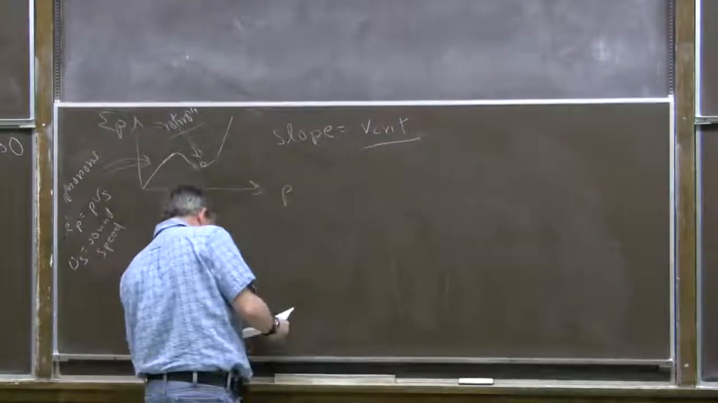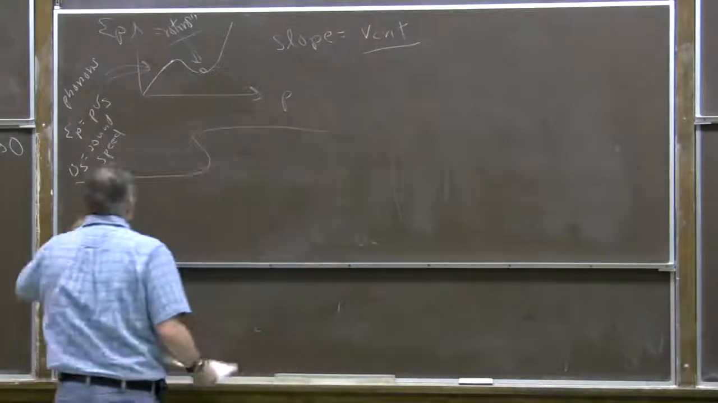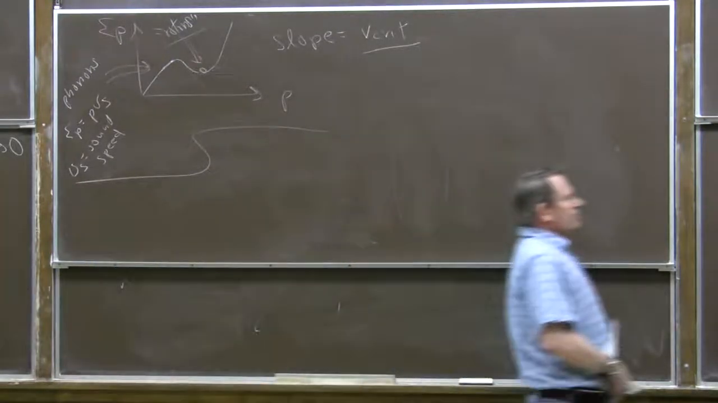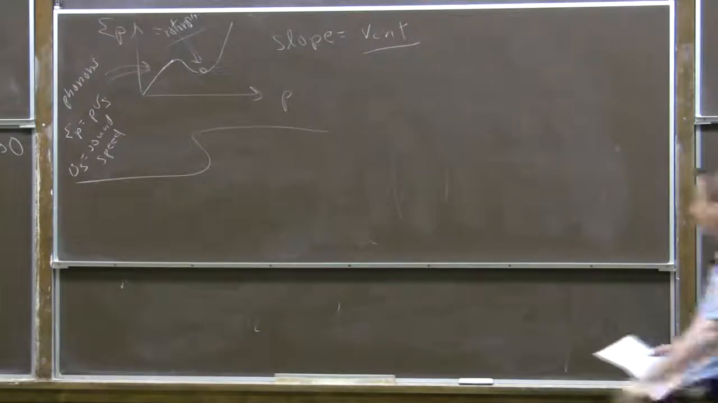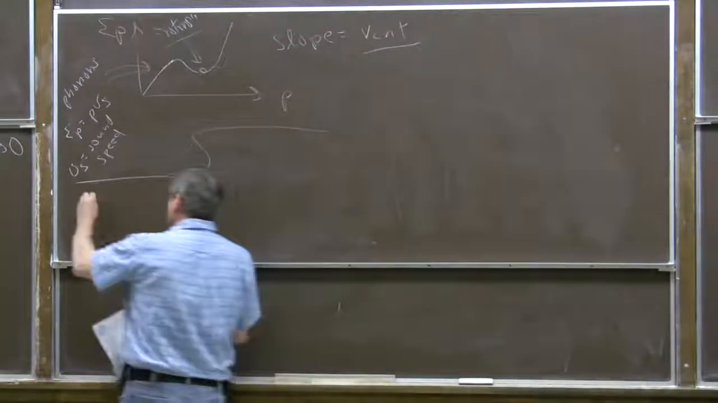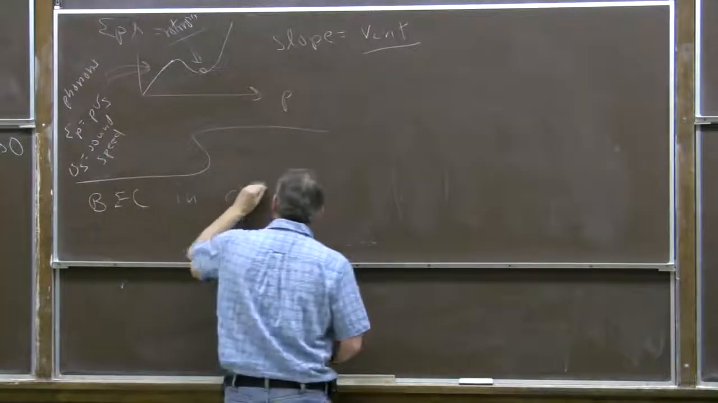Okay. So what I'd like to talk about next is not described in the book because the book is too old, but there are notes on the website about it. And that is Bose-Einstein condensation in dilute atomic gases.